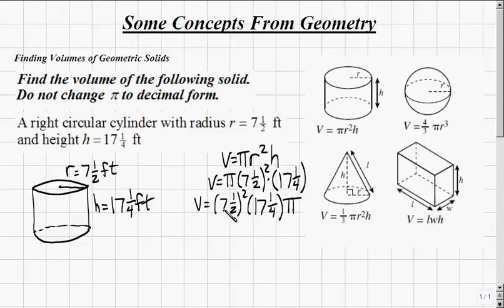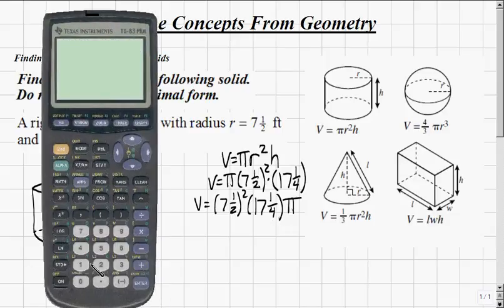So let's use a calculator to compute 7.5 squared multiplied by 17 1/4. So, bringing up a TI calculator, our volume would be 7 plus 1 over 2, 7.5 squared, times parenthesis 17 plus 1 over 4. Hitting enter, we arrive at the answer 970.3125. So our volume would be that decimal, 970.3125, with a pi at the end.